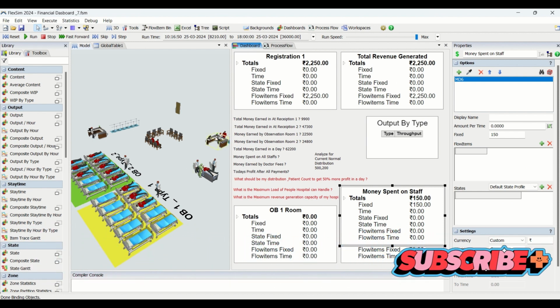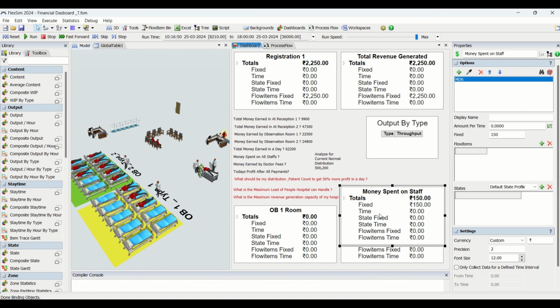For the staff or the people, in the financial dashboard calculation, there are two things. You can put in the fixed value here, or you can put in the value of the financials based on the state. Like, I want to charge for a person only when he is in operational stage, when he is processing, when he is traveling empty, when he is setuping.